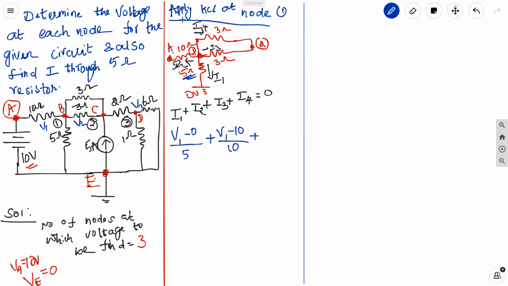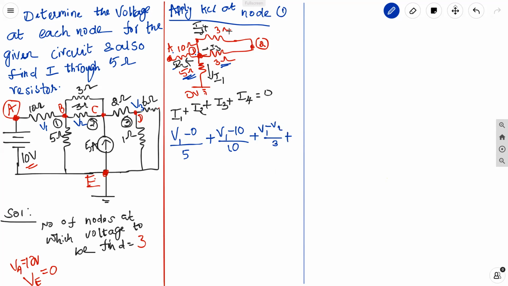Then plus I3. I3 is the current through this 3 ohm resistor, which is connected between node 1 and node 2. Actually, both 3 ohm resistors are connected between node 1 and node 2. So we can simply write V1 minus V2 divided by 3 for the first 3 ohm resistor.